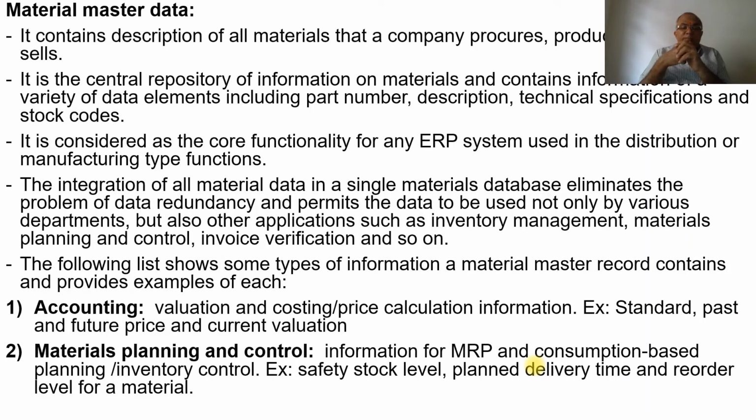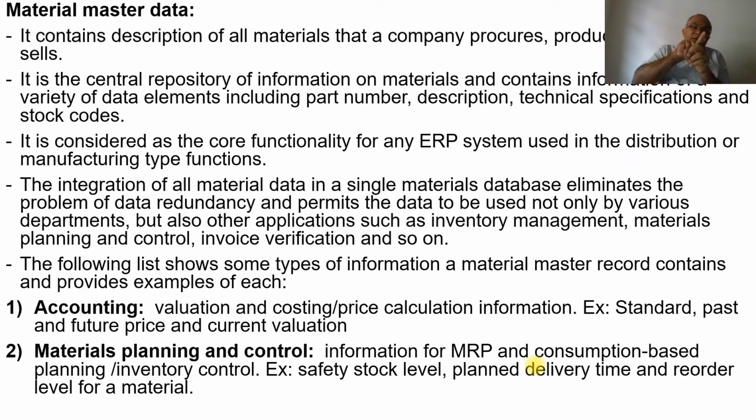Accounting. Materials planning and control. Information for MRP, that is material requirement planning, and consumption based planning, inventory control. For example, safety stock level, planned delivery time, and reorder level for a material. So what is safety stock? How much stock is ready and available as of today. Planned delivery time: when you are going to deliver the material. And reorder level for a material.